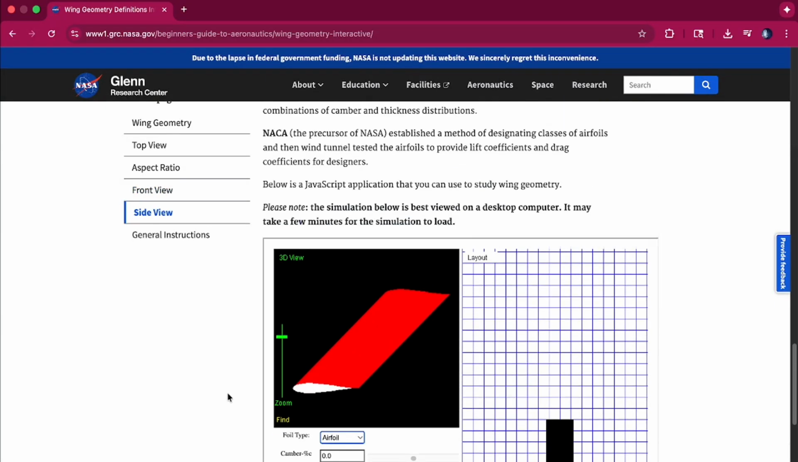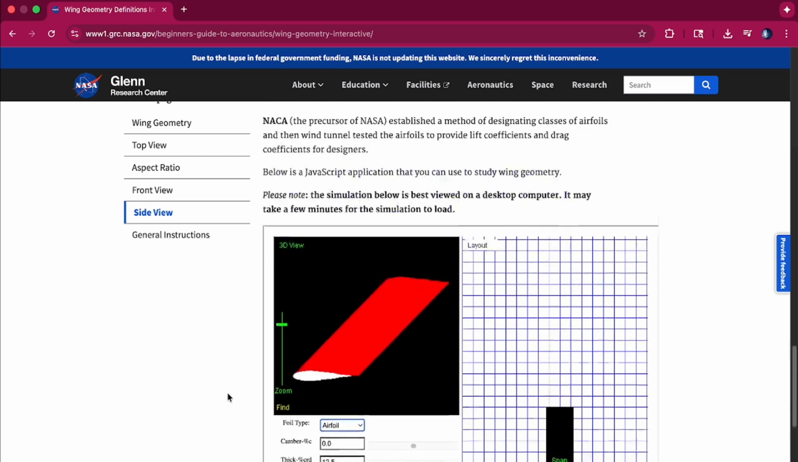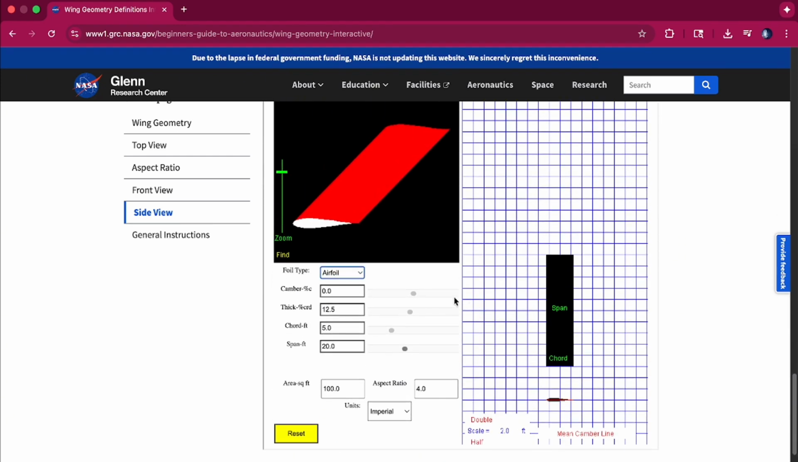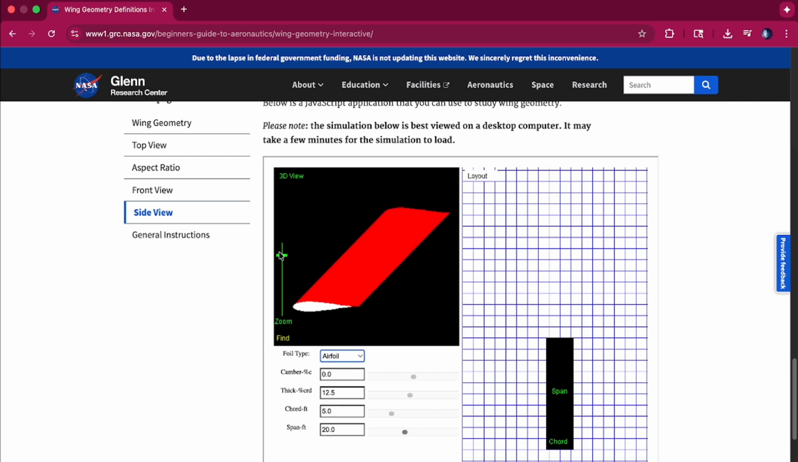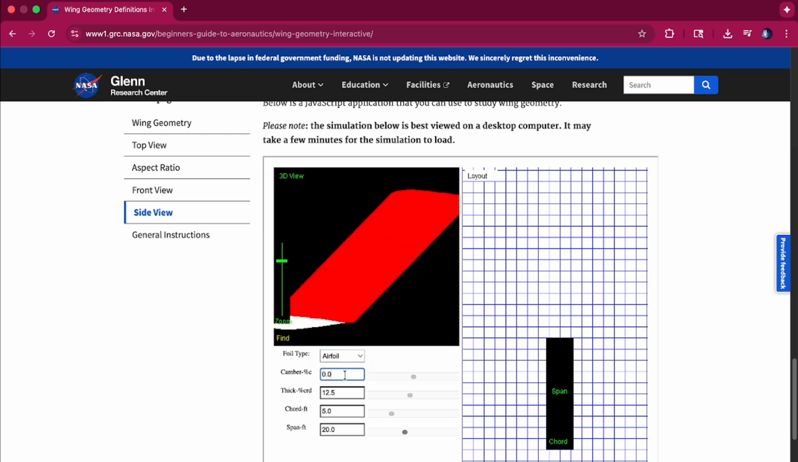Oh, and this is to study wing geometry. This is a nice little JavaScript application that people made, and this is really cool. You can zoom into this, you can press the ellipse, you can do all these fun, cool, nice things here. You can increase the camber line. Ooh, look at that, it turned to a curve. That looks like a popsicle.